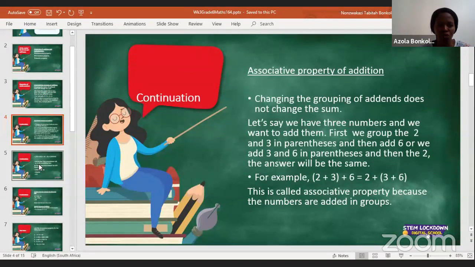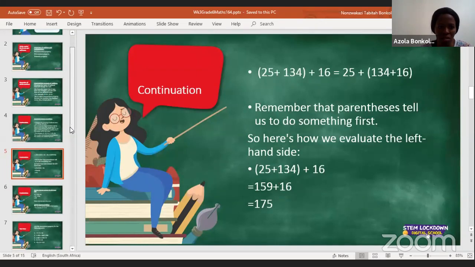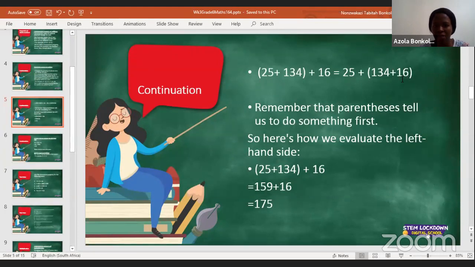Let us move to our third term so that we can be able to do our morning exercises, but we first need to understand what these terms are. Okay, I've already explained everything that is on this slide. This is just a different sum.